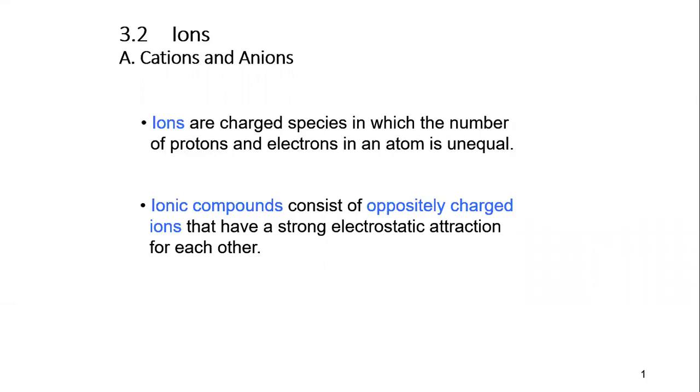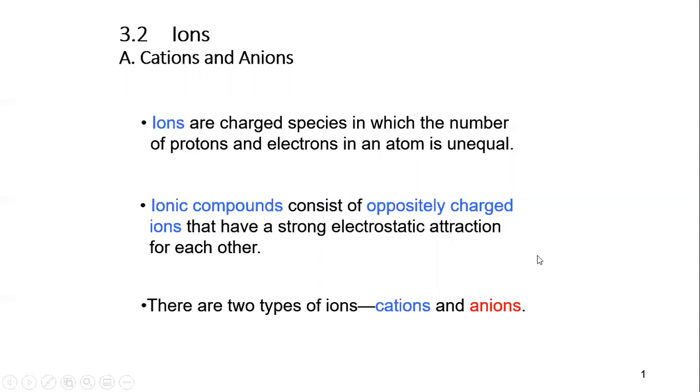And so we have to have a combination of both cations and anions, which are oppositely charged, to have an ionic compound. So if you don't have an anion, you can't have an ionic compound. If you don't have a cation, you can't have an ionic compound. So you have to have both cations and anions together in order to have an ionic compound, because they have opposite charges which attract to one another.